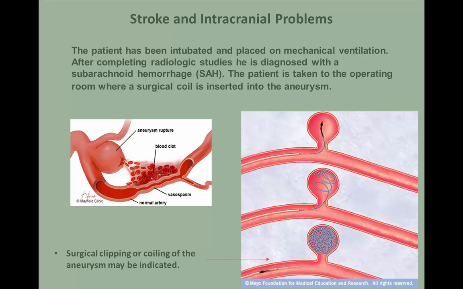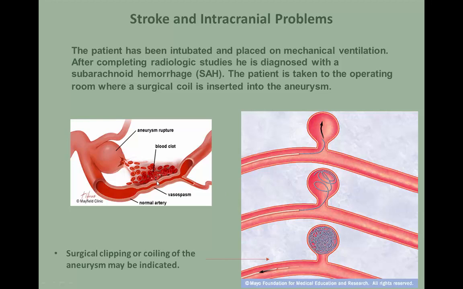And so with the intubation, of course, he's going to be placed on a mechanical ventilator, and then they do some extensive radiologic studies. Of course, you are looking at a CT scan and an MRI, and then they'll probably do an arteriogram. And with all of these tests, they'll be able to identify what the specific problem is. And in our scenario, this individual is diagnosed with a subarachnoid hemorrhage. So what is a subarachnoid hemorrhage?